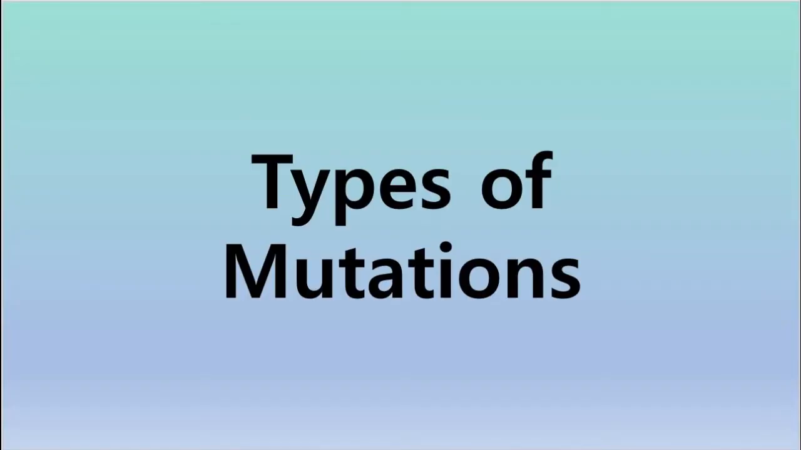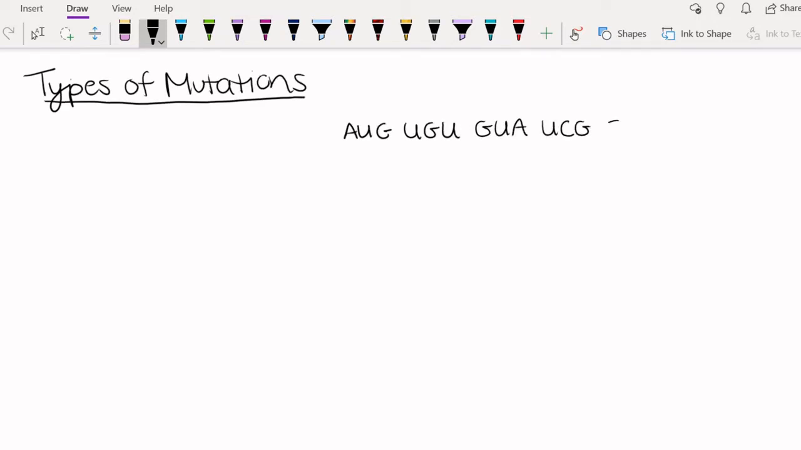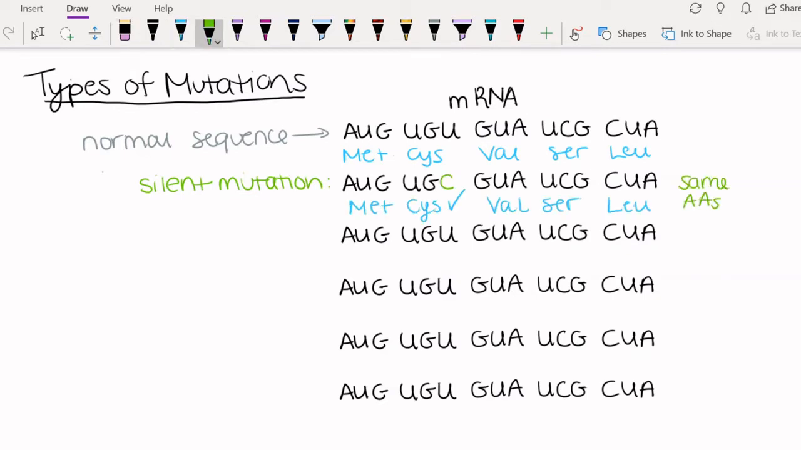There are many different types of mutations. The first type is called a silent mutation because it has no effect on the amino acid sequence, so it's silent. In a silent mutation, a DNA nucleotide is changed, but the resulting codon still codes for the same amino acid, so the amino acid sequence stays the same.